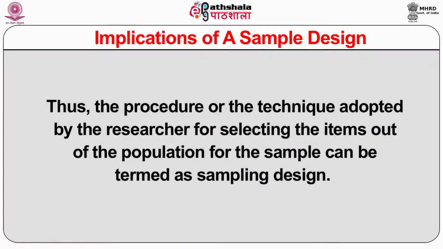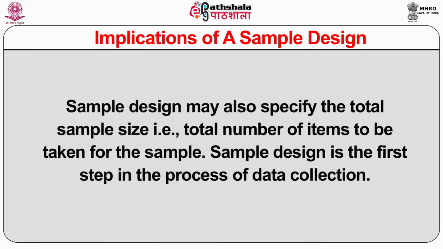Thus, the procedure or the technique adopted by the researcher for selecting the items out of the population for the sample can be termed as sampling design. Sample design may also specify the total sample size, that is, the total number of items to be taken for the sample. Sample design is the first step in the process of data collection.